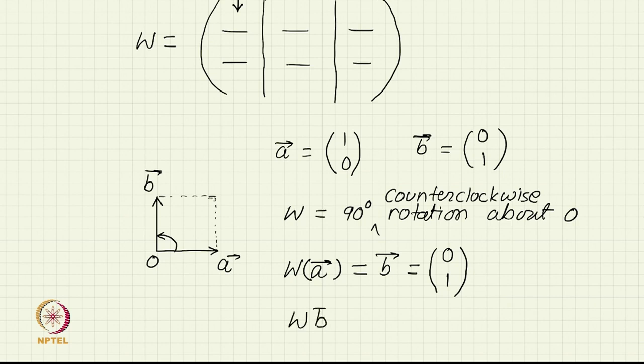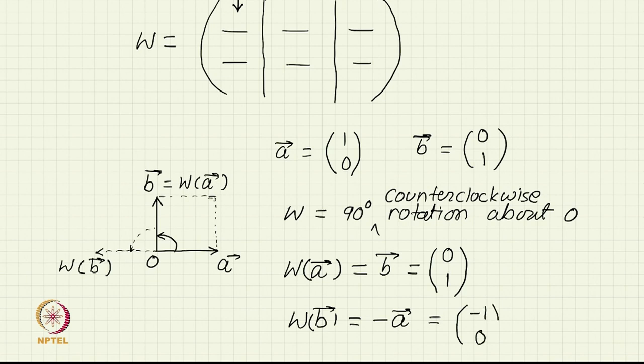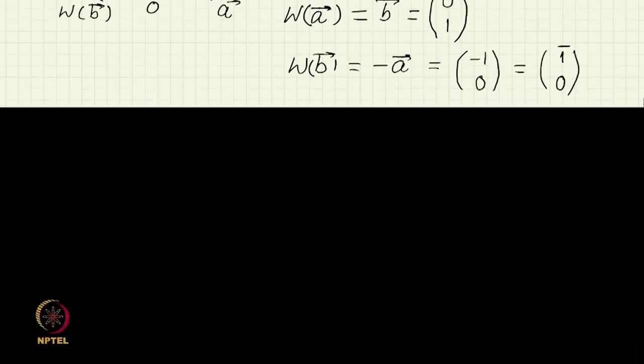What is W B? So, if you rotate B by 90 degree, it will just come opposite to A. So, W B is minus A, and minus A in our coordinate system will be minus 1, 0. As you know, in crystallography we like to write minus as bar, so bar 1, 0. So, we have got the matrix, if we know this much.